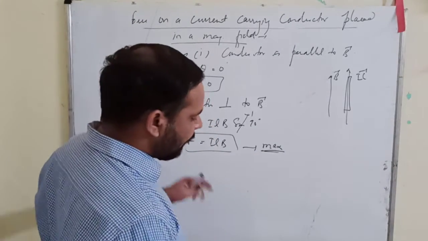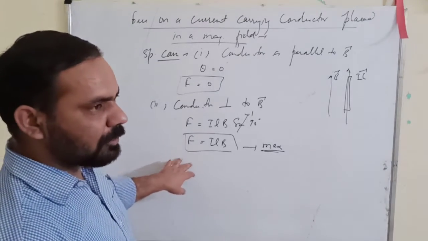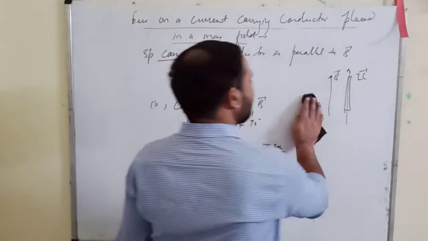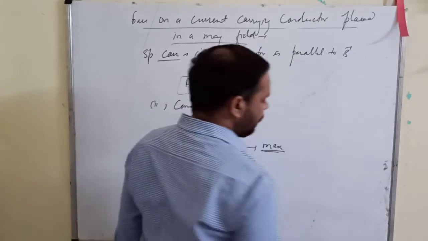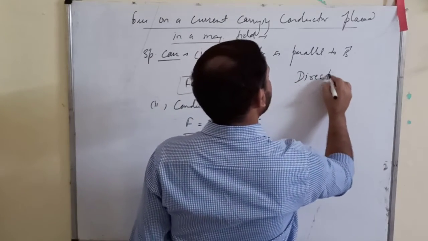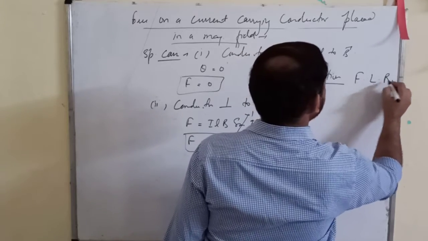So, and direction, how can we obtain the direction? For this force acting on the conductor, this Lorentz force on the conductor, we have a special rule which is called Fleming's left hand rule. Direction by Fleming's left hand rule.